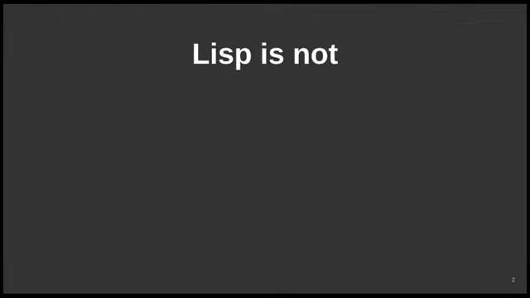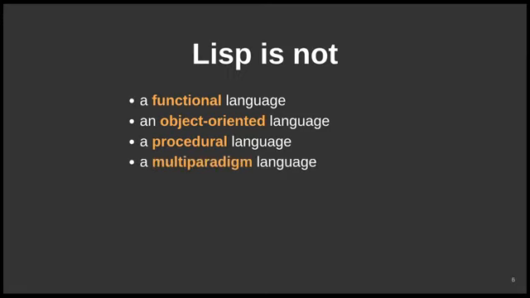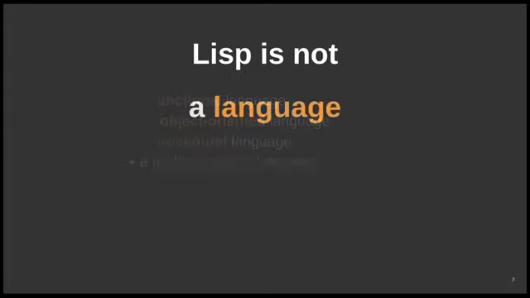Hello everyone. In this quick presentation, I'd like to explain what Lisp is not. Lisp is not a functional language. Lisp is not an object-oriented language. Lisp is not a procedural language. Lisp is not even a multi-paradigm language. And this is because Lisp is not a language.